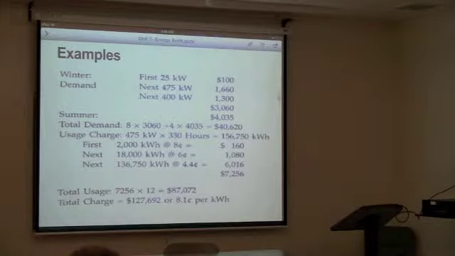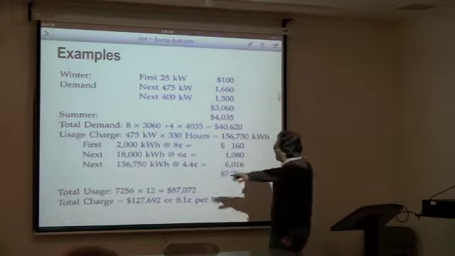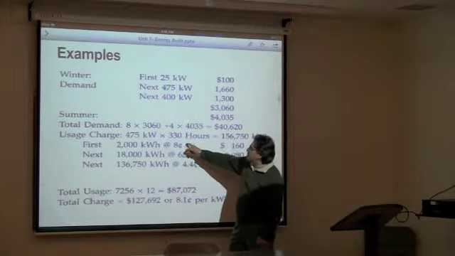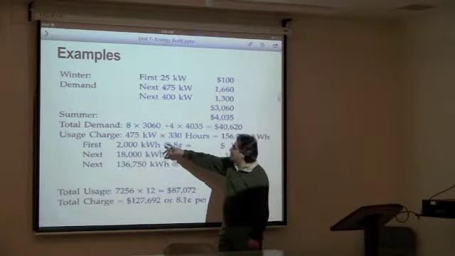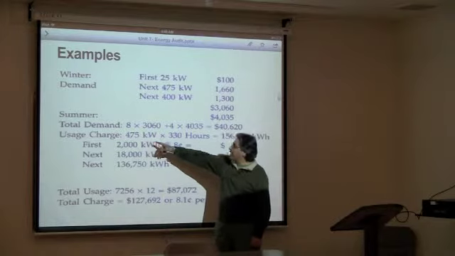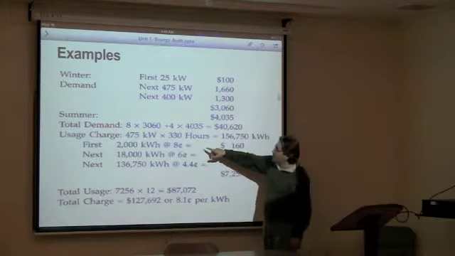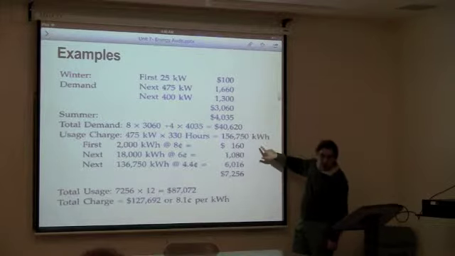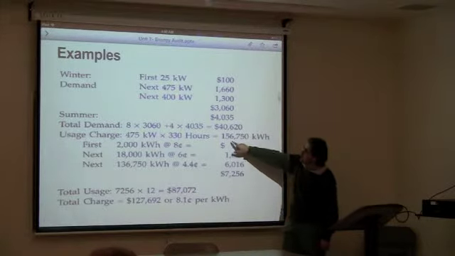I haven't paid still for my usage charge, right? And the usage charge is how much total energy I use. For 330 hours, I had a motor, for example, or a unit that was working at 475 kilowatt. You multiply by the number of hours of operation, that gives you the kilowatt hour, which is the total energy. That's the usage.